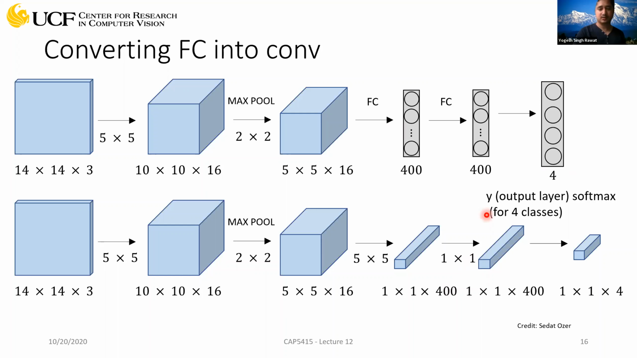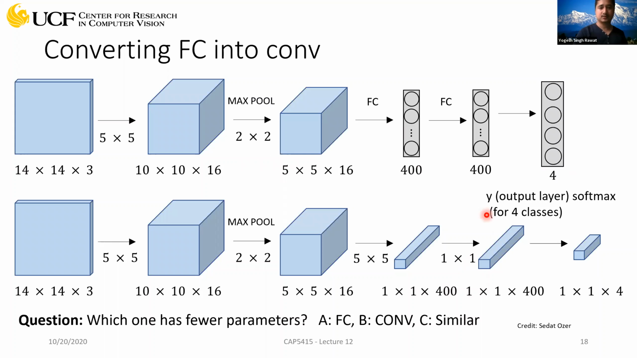Now the question is, which of these two networks will require fewer parameters? So you can take 1 minute for this. So the question is, which one of these two networks will require fewer parameters, a smaller number of parameters?